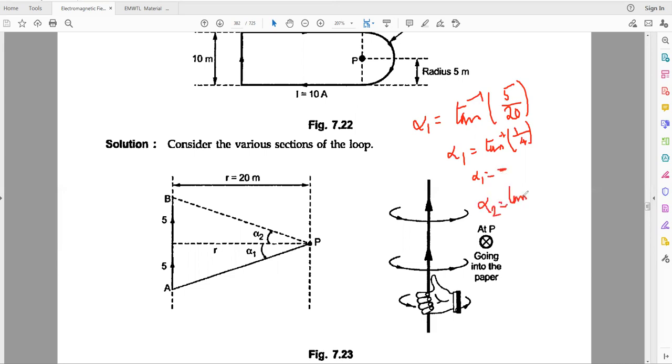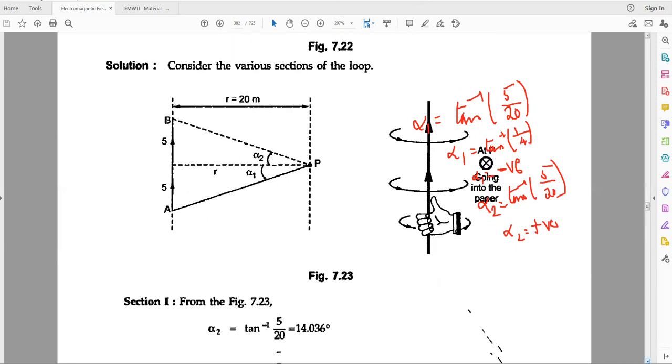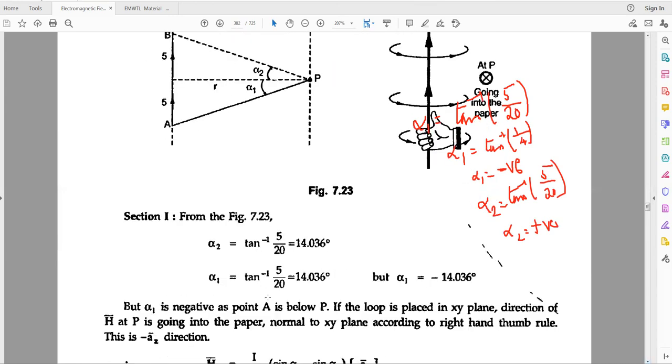And alpha 2 is equal to tan inverse, opposite side is 5 and adjacent side is 20 only, and it is a positive value. Alpha 2 is positive. Alpha 1 is negative because it's a point below. Got it, my dear students? Then what is alpha 1 and alpha 2? Alpha 1 is minus 14.036 because it is negative, and alpha 2 is equal to tan inverse 5 by 20, it's 14.